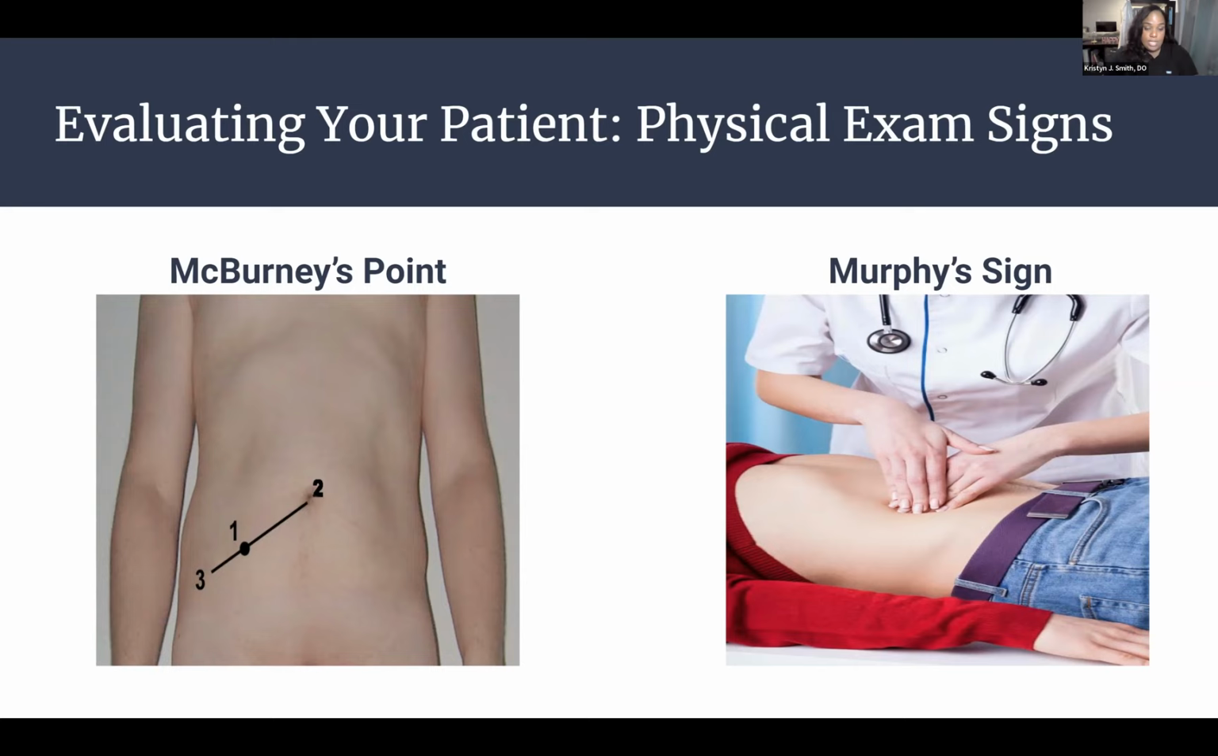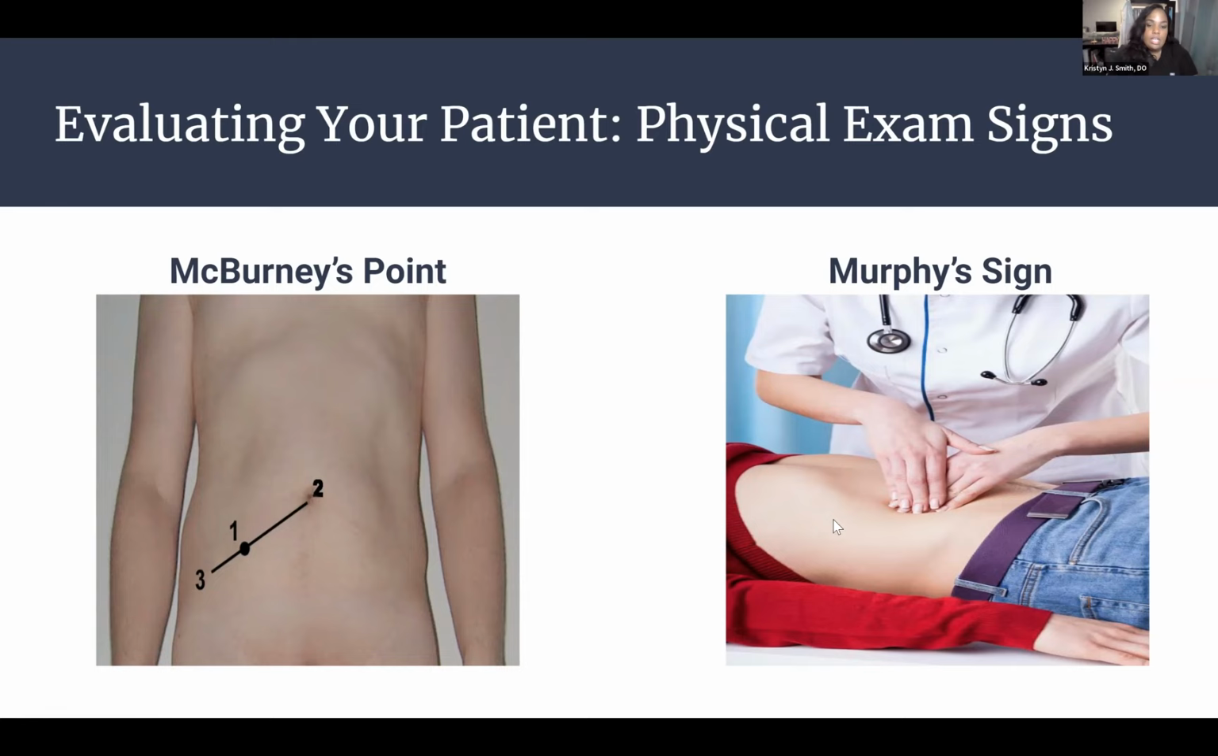And if you remember, if you draw a line from the umbilicus to the anterior superior iliac spine, McBurney's point is located 1/3 away from the ASIS and 2/3 away from the umbilicus. If you palpate that area and you elicit exquisite tenderness, you can be concerned that this patient has appendicitis.